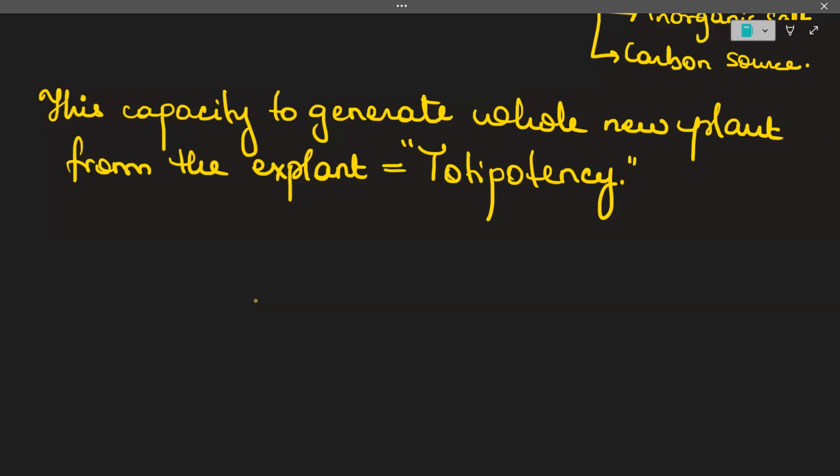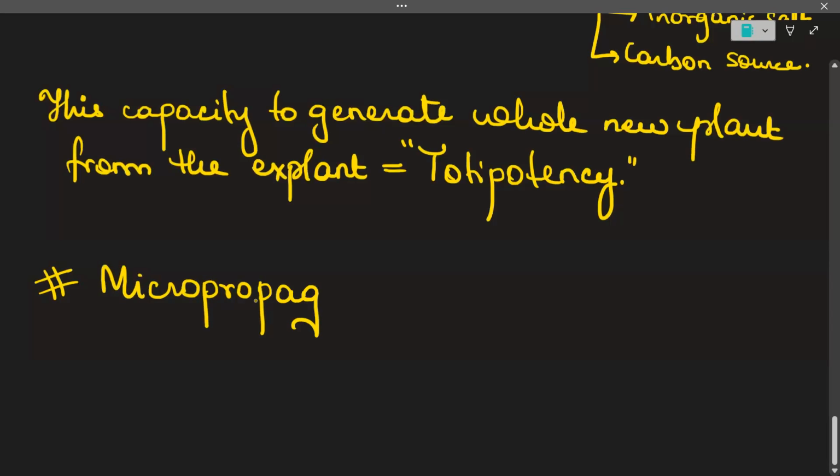Then comes micropropagation, another term. Micro, what is the meaning of the word micro? Small. Yeah, small, anything that is tiny, right? See, micropropagation refers to the process wherein a large number of plants can be made in very short durations using tissue culture. Okay?